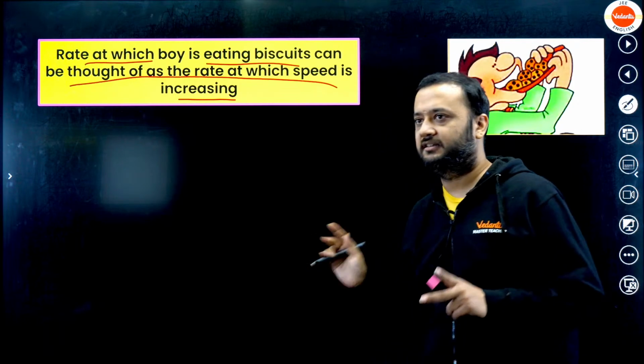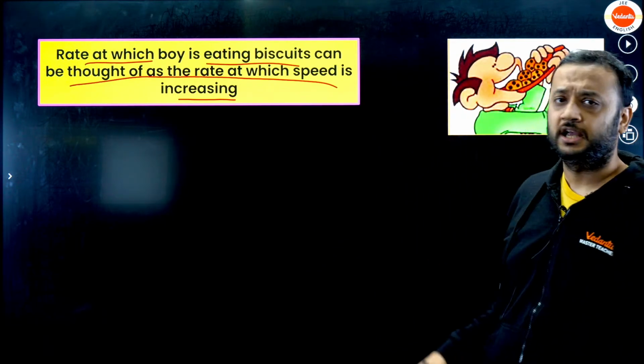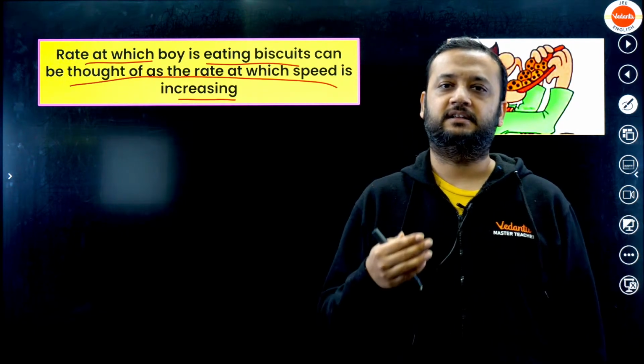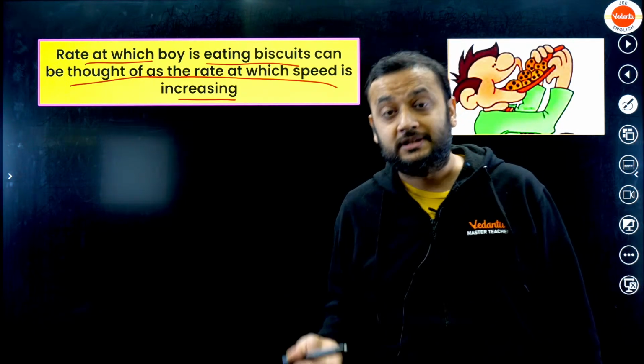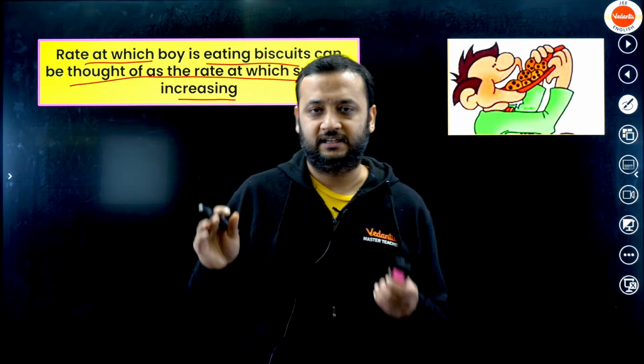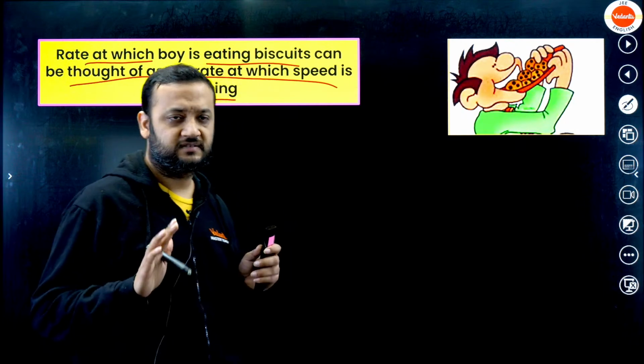Now try to understand, this is very, very important. The rate at which the boy is eating biscuits. Suppose the boy is eating biscuits at the rate of 5 biscuits per second. So this can be thought of as the rate at which the speed is increasing. Let's try to understand, please. This is very, very important.